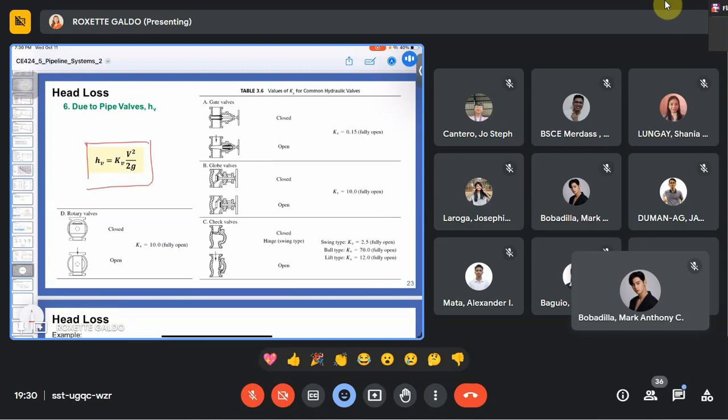So, kung rotary valve, specify siyang rotary valve, ang KV will be equal to 10. Kung gate valves, it will be equal to 0.15. Kung globe valves, we have 10 gapon. And then kung check valves, either swing type, ball type, or lift type, naa po siya ihang corresponding KV. Okay? So those were the 6 different types of head loss. And we will apply this in this problem.